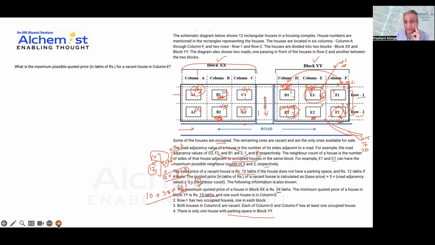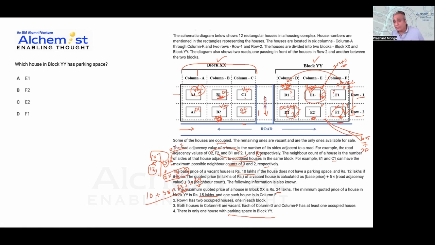Let's look at the next question. Which house in block YY has parking space? Oh, we know it. That's E1, because we solved it when we got that answer as 15. So the answer is E1. That concludes this set. Thank you very much.